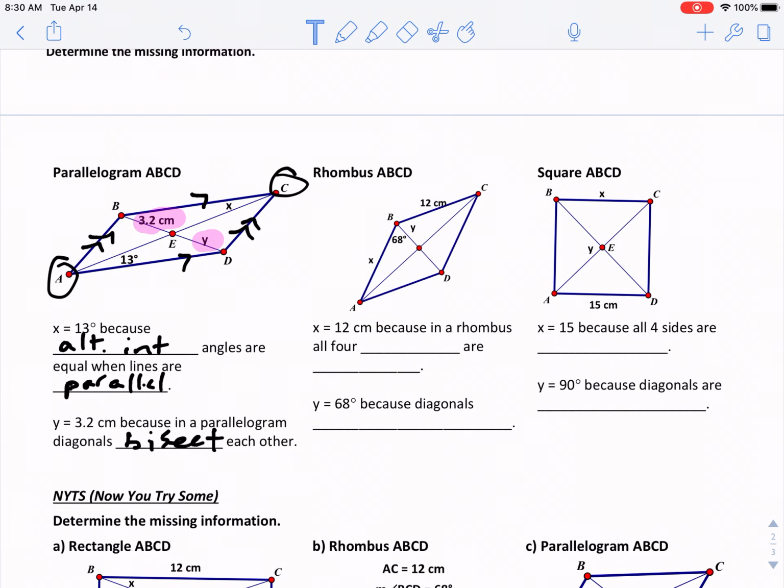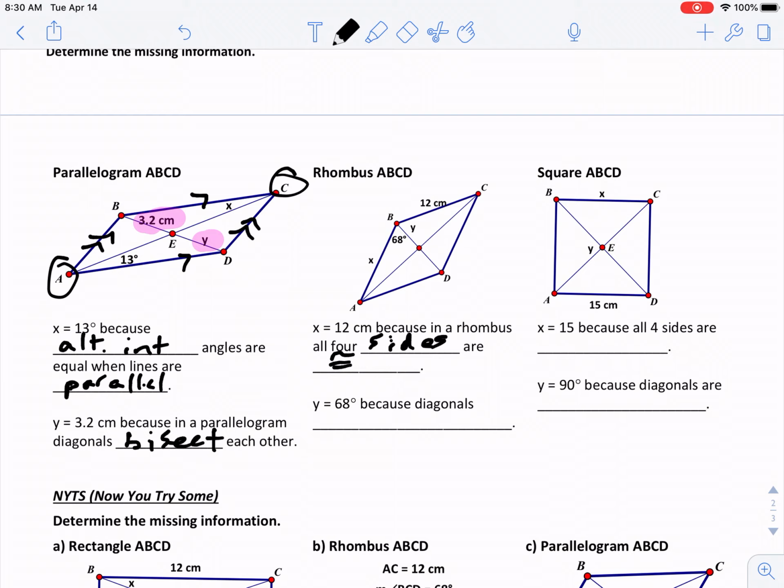For the rhombus, x is 12 because all four sides are congruent. That's the main part of a rhombus. I'm just going to put the sign for congruent. I'm not going to write the word out.